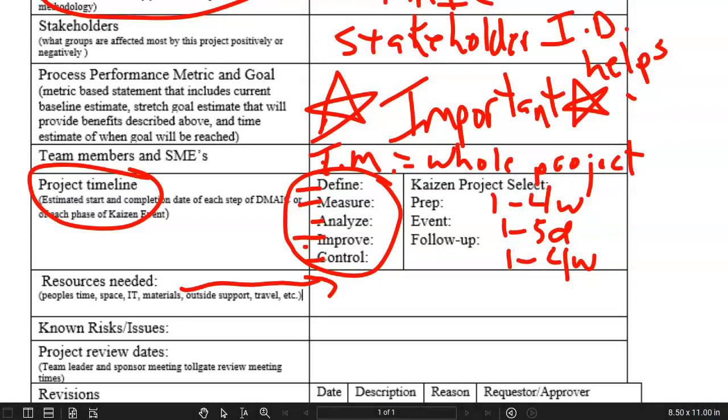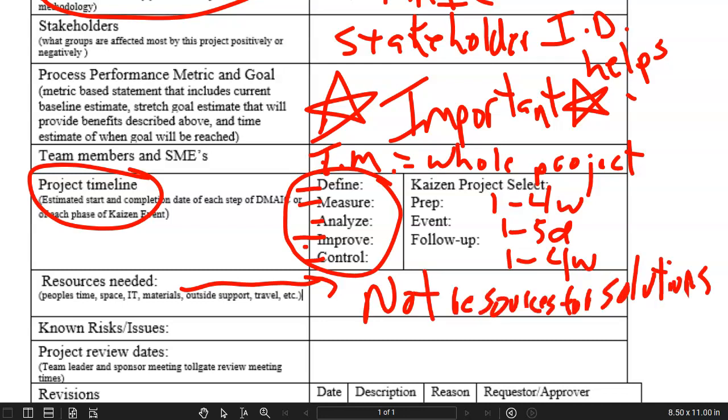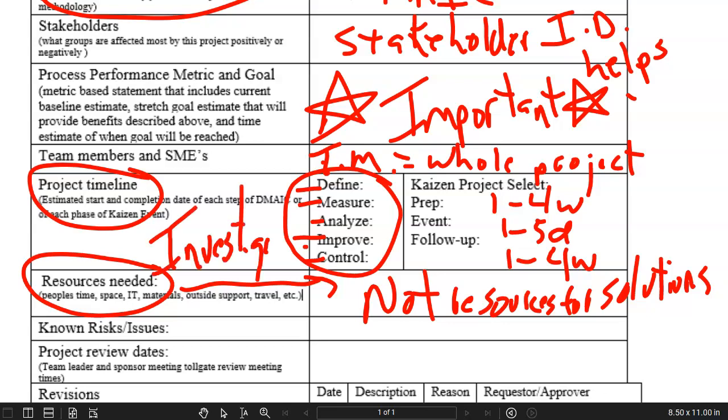these are the resources needed to run the investigation. They are not the resources needed for solutions. The resources needed for solutions will be laid out in our solution implementation plan. At the end of the improve phase, when we've identified the solutions that are the best of the best, part of that implementation plan will be what those solution resources are needed. At the beginning of a process improvement project, these are the resources needed just for the investigation.